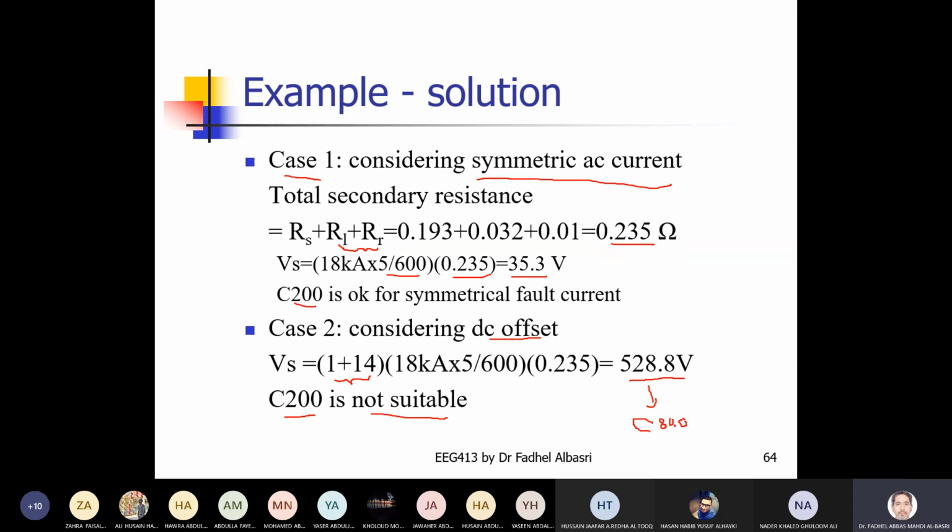Because we don't have C200 here, we have C100, C200, C400, and C800. So this is a suitable class in order to avoid CT saturation due to DC current and the fault current.